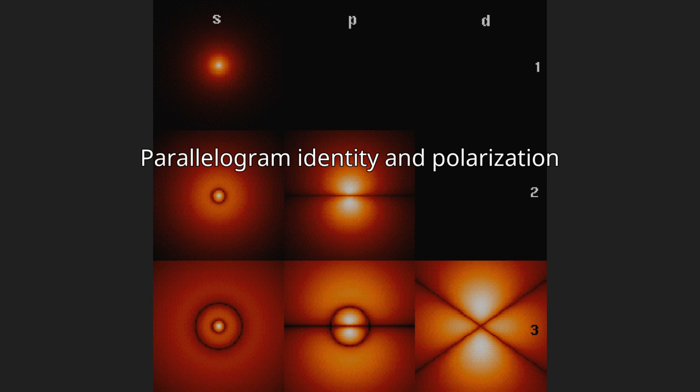For real Hilbert spaces, the polarization identity is as follows. For complex Hilbert spaces, it is as follows. The parallelogram law implies that any Hilbert space is a uniformly convex Banach space.